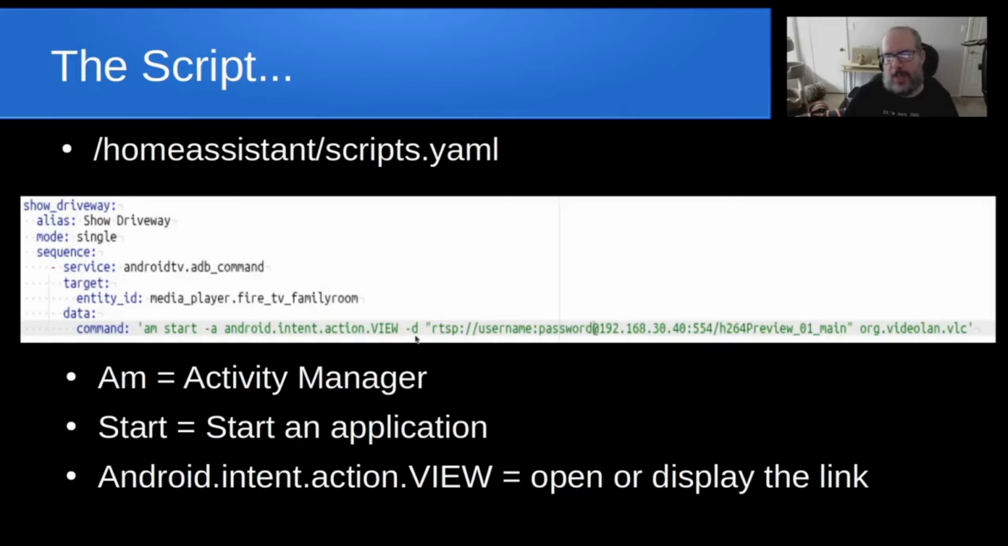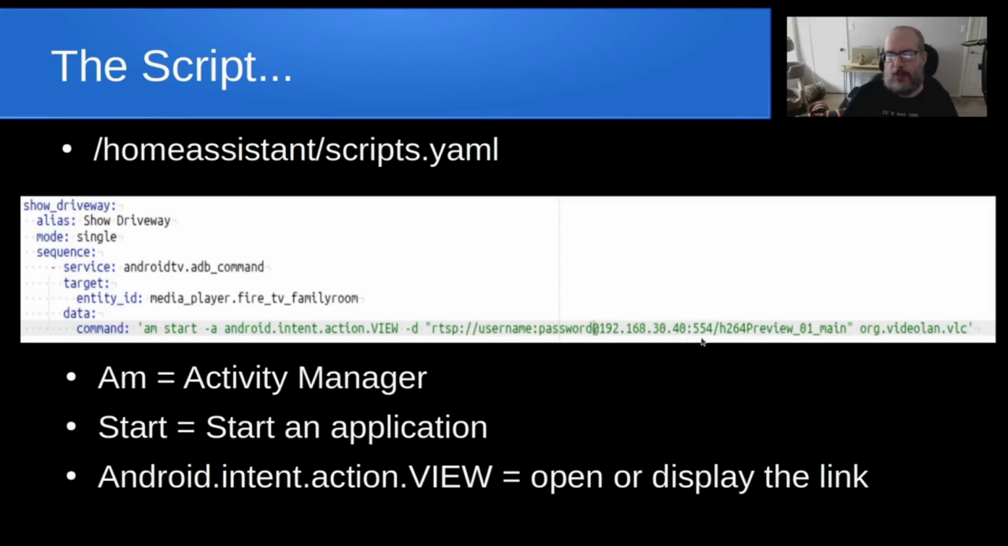And so the destination is this RTSP string, and in this particular case, this is a Reolink camera. Your RTSP string will differ depending upon the manufacturer of your camera. So I have an RTSP://, whatever my username is, /whatever my password is, and then an @ sign with the address of the camera.